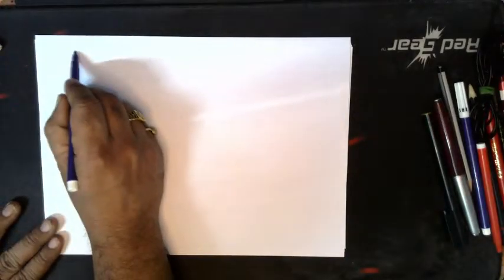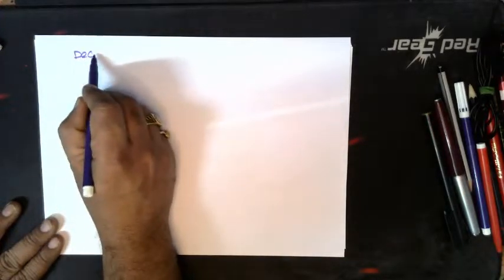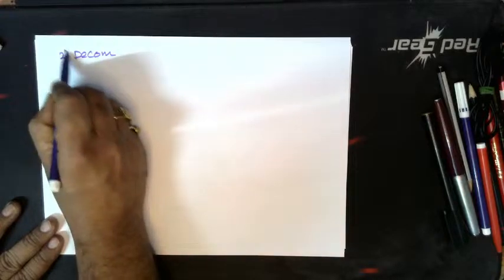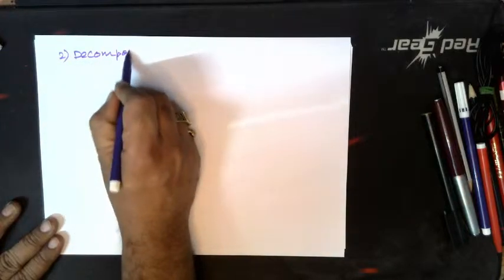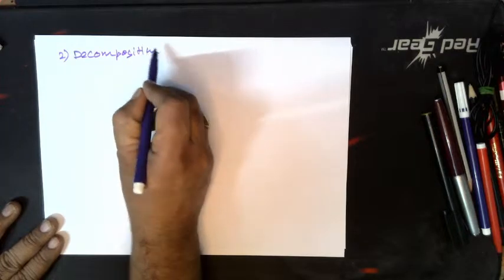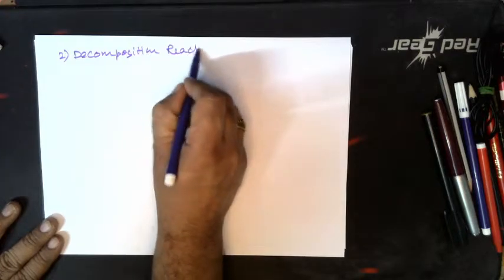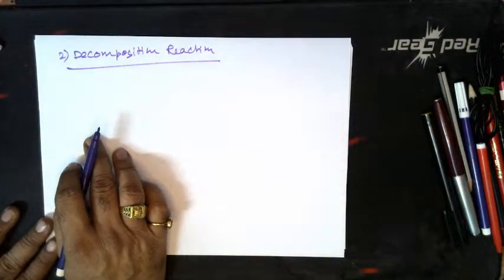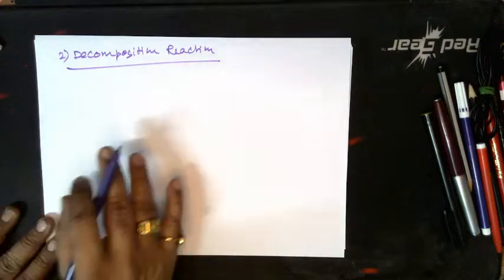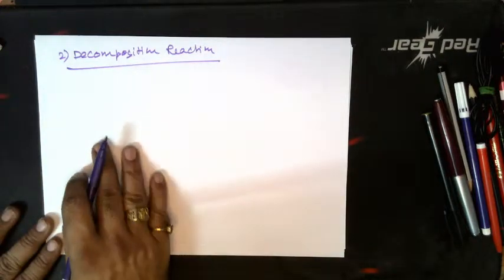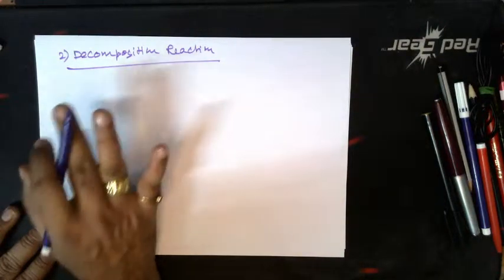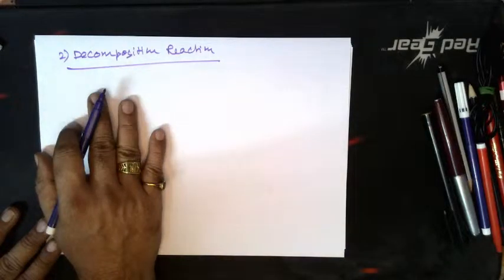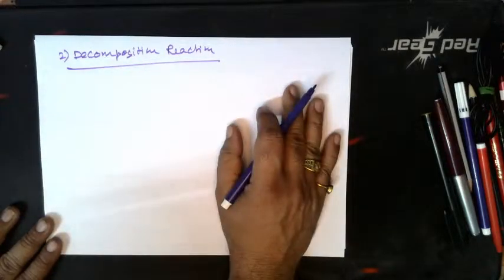Now let us go for the decomposition reaction. Take down. Decomposition. Type 2. Decomposition reaction. So in the case of decomposition reaction, a single reactant is broken down into simpler compounds.